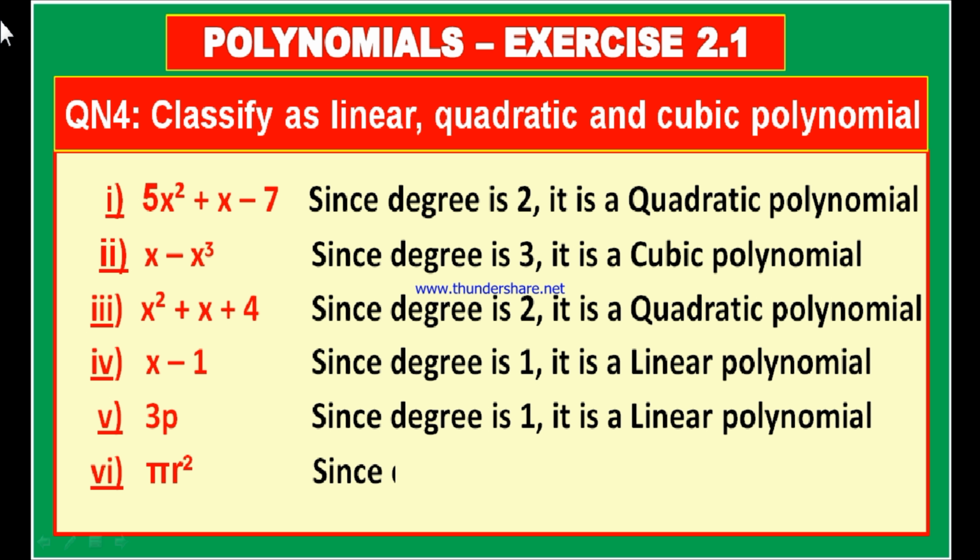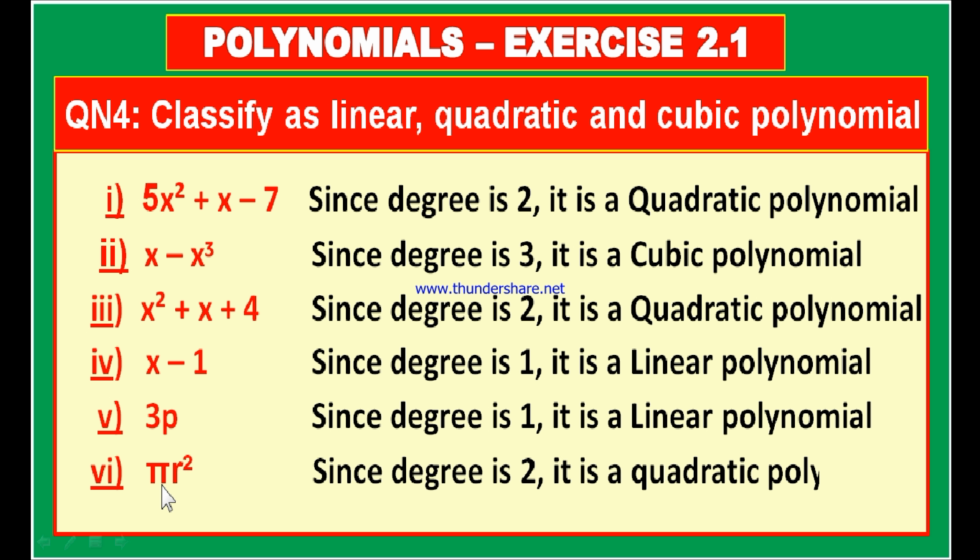Now, sixth bit, pi r square. Here pi is a constant number, whereas r is the radius, which is variable. Therefore, here the variable is r and the exponent of r is 2. This polynomial contains only one term, and in this term the variable is r and the exponent of the variable is 2. Since the exponent is 2, it is the second degree. Since the degree of the polynomial is 2, the given polynomial is a quadratic polynomial.